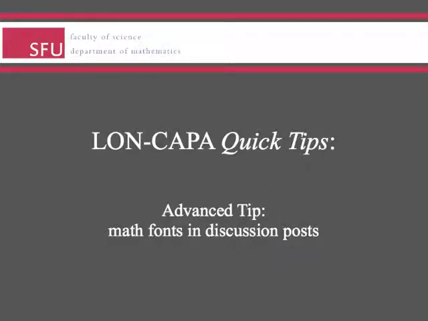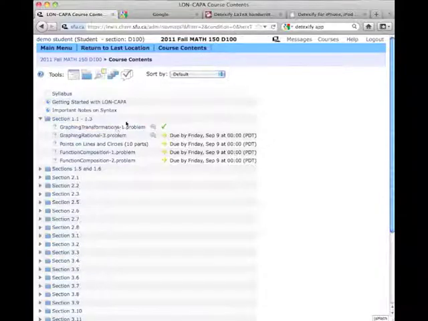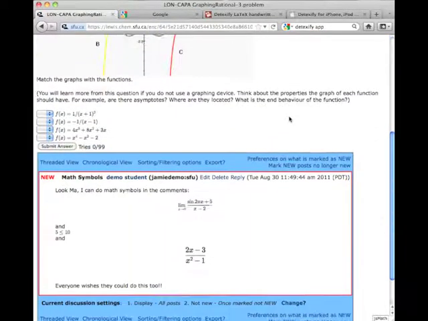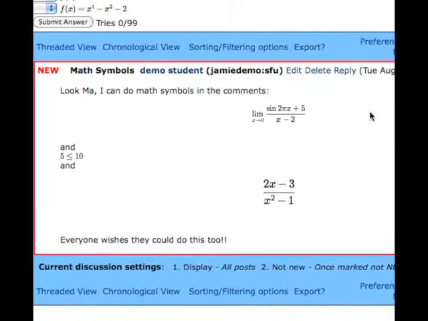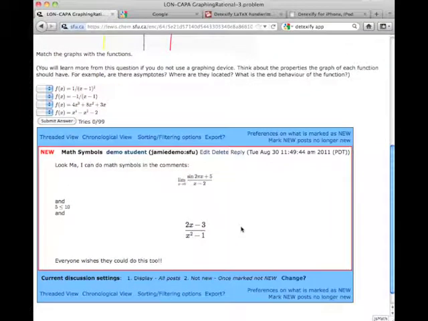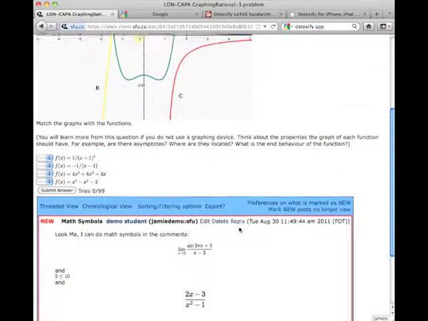This LON-CAPA quick tip is an advanced method for posting mathematical symbols in the discussion board. Suppose I was just looking at some comments and I noticed this one. This person's been able to post limits in a nice way, do a less than or equal sign, post a fraction that looks very good. So they've been able to post mathematical symbols in a nice way in the discussion board. This quick tip, we're going to see how we actually can do this.